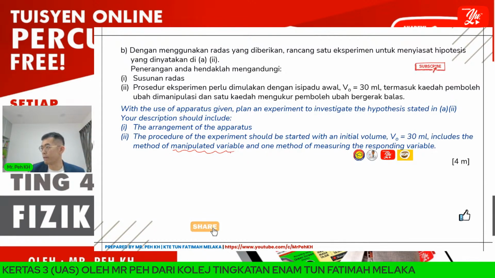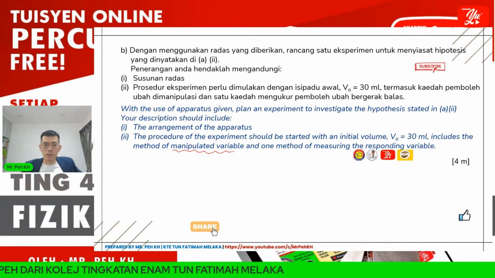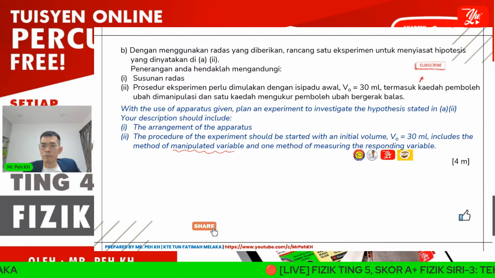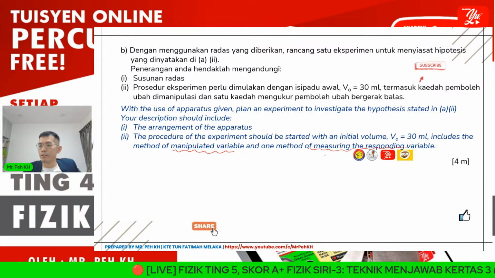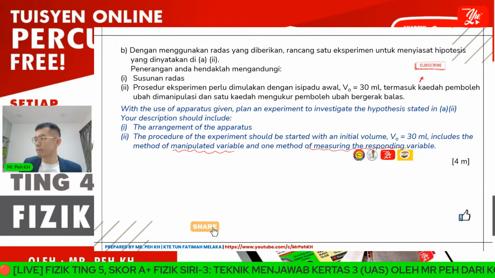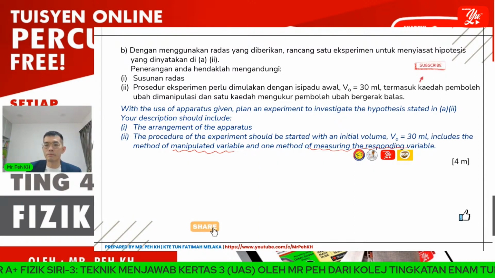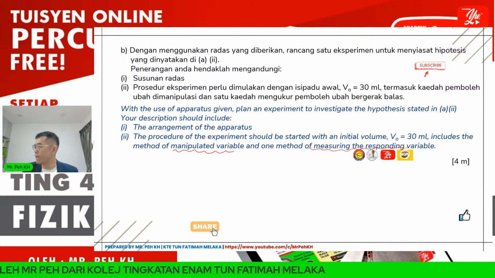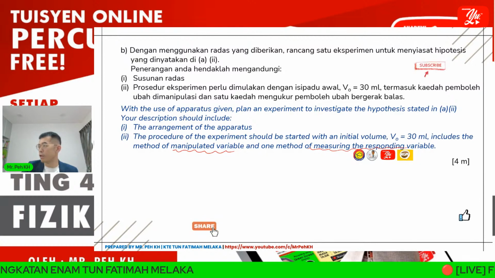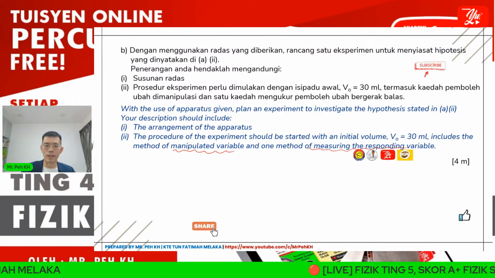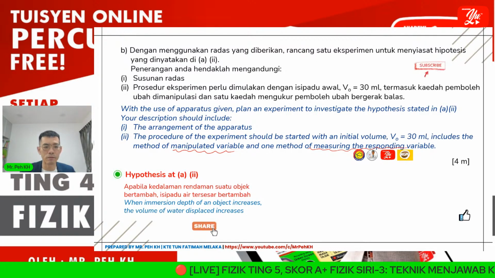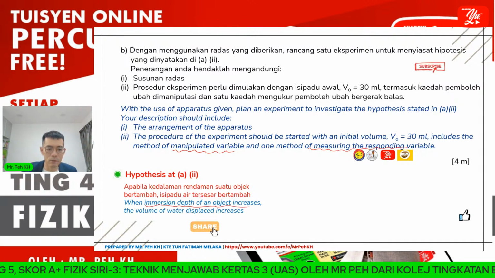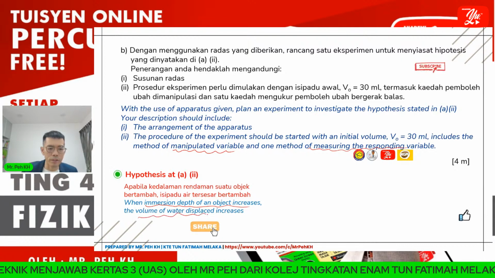We are using the marker pen, right, from the apparatus provided in my checklist that I showed you just now. And then the measuring or responding variable will be related to the volume of water displaced, which you can measure by using the measuring cylinder. Just now Jimmy asked how we can get the sensitivity of the measuring cylinder, so now I'm going to show you. The hypothesis just now is: when the immersion depth of the object increases, the volume of water displaced increases.